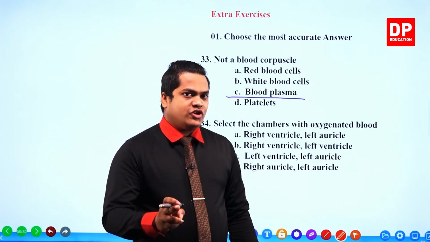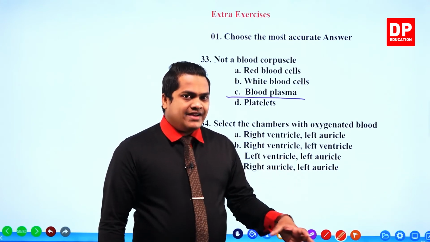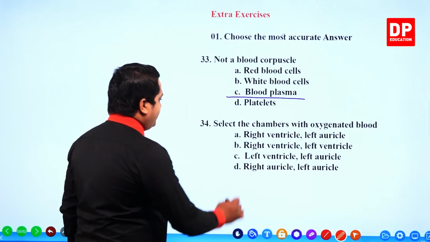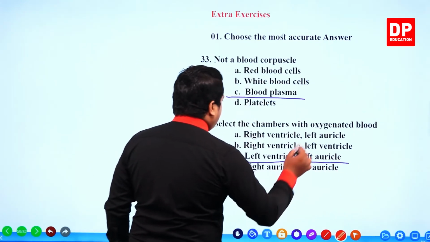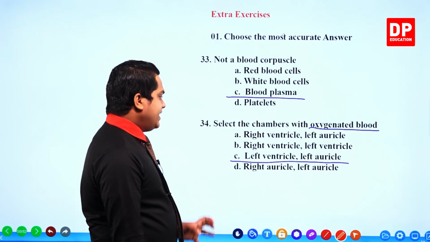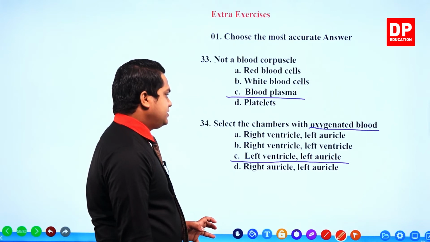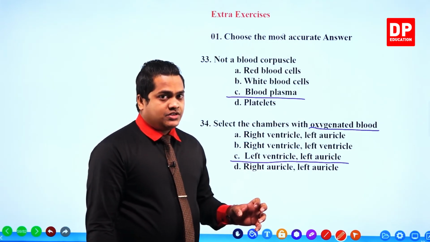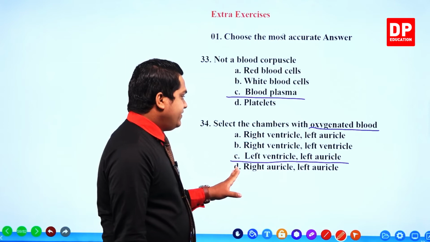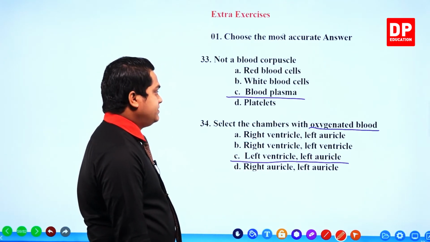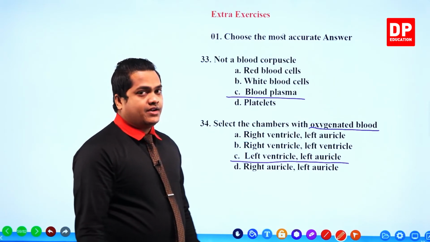So the left auricle and left ventricle contain oxygenated blood. Left contains oxygenated blood, right contains deoxygenated blood. The right ventricle and right auricle contain, my dear children, deoxygenated blood. So left ventricle and left auricle is our answer. That's the place where we can observe oxygenated blood only.